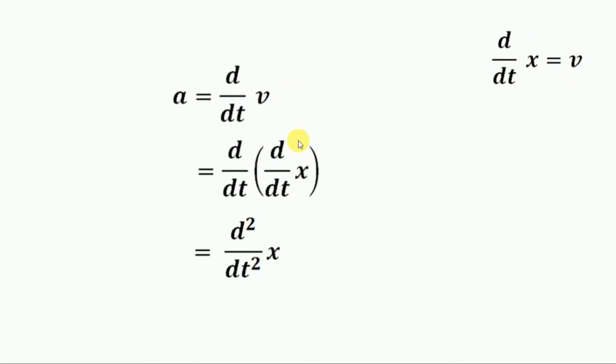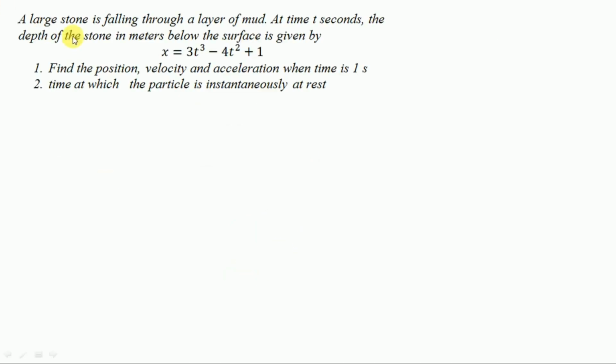So for v, we can write d/dt of x. So now we get double differentiation of x. So if you differentiate the displacement 2 times, you will get the acceleration. So d square x by dt square means double differentiation of displacement. So now we'll solve one question.